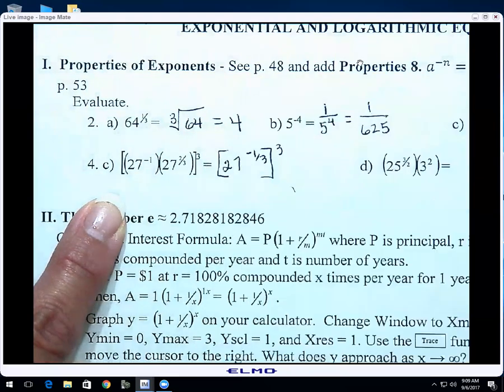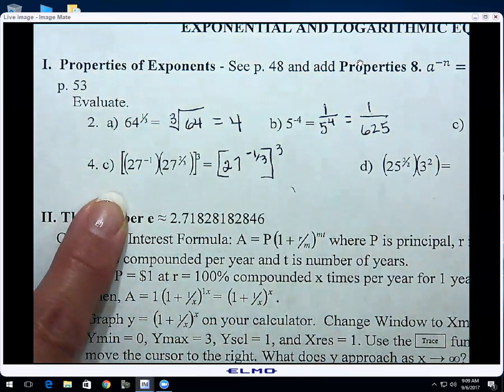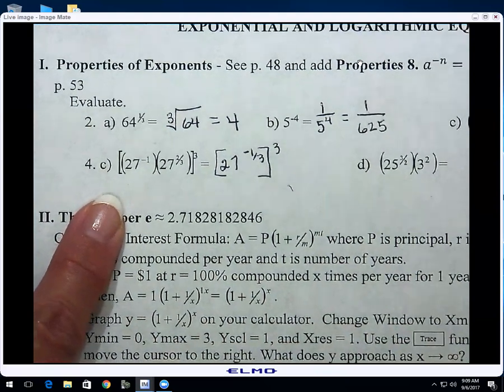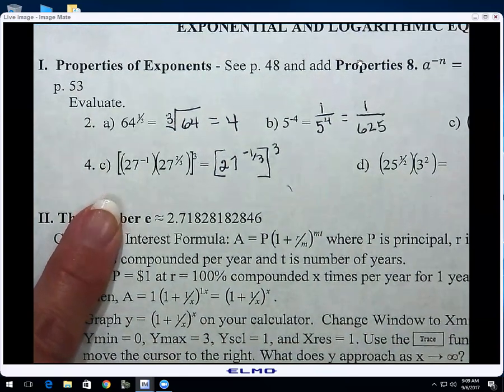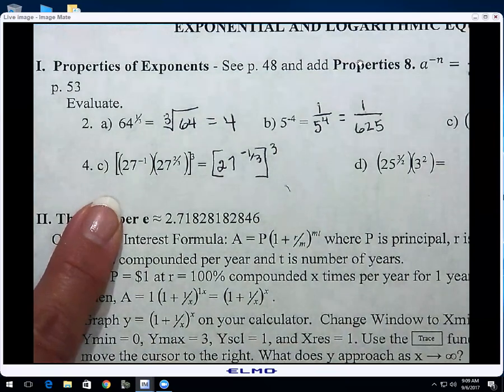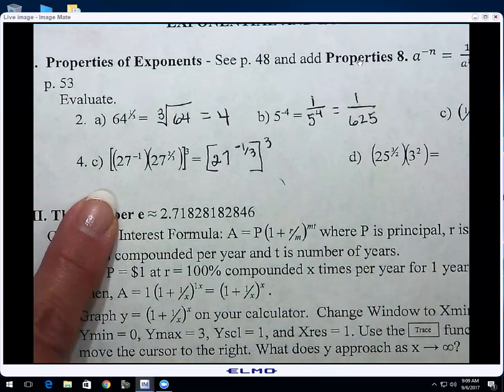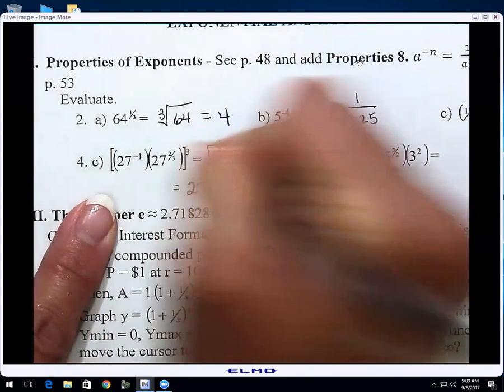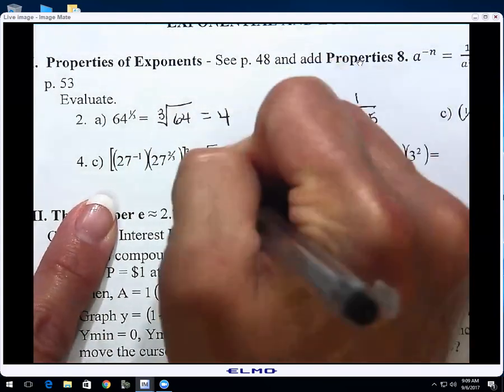And then you still have that cube that was outside the brackets. What would that be if I remove the brackets? 27 to the negative 1. Because when you raise a power to a power, you multiply the exponents.